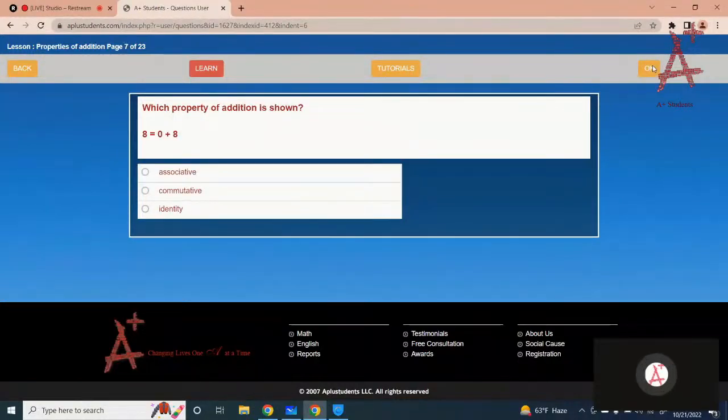Which property of addition is shown? 8 equals 0 plus 8. Is it associative, commutative, or identity? 0 is involved. So 0 plus any number equals the same number. So it is identity. Got it?